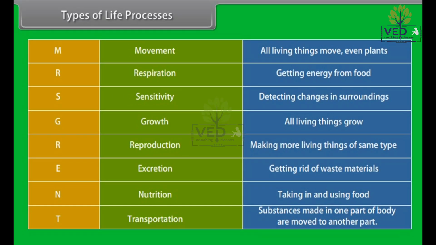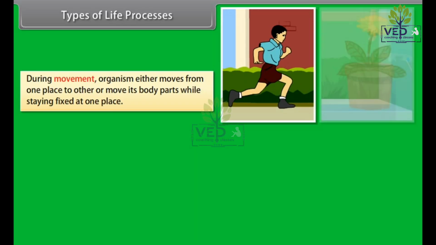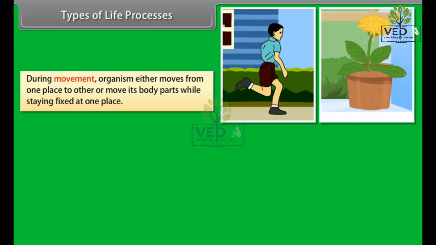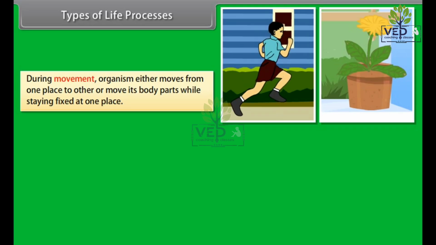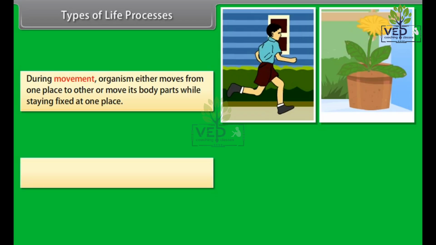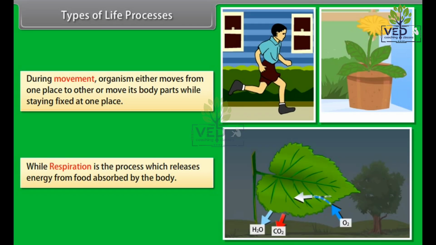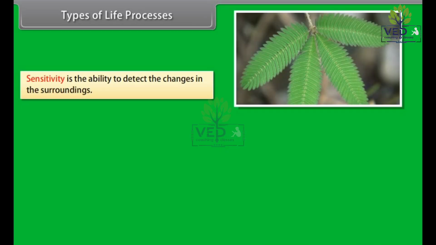There are the following basic life processes: movement, respiration, sensitivity, growth, reproduction, excretion, nutrition, transportation. During movement, an organism either moves from one place to another or moves its body parts while staying fixed at one place. Respiration is the process which releases energy from food absorbed by the body. Sensitivity is the ability to detect changes in the surroundings.